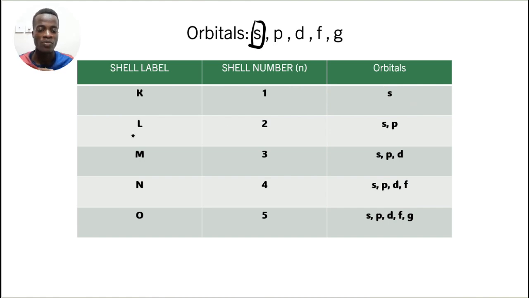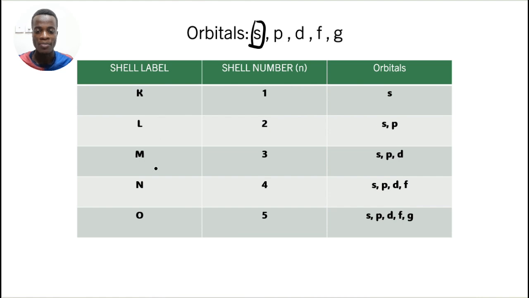Now if you go to the L shell, the shell number is what? 2. Shell number 2. In shell number 2, they need to have 2 orbitals. On every new shell, you have to start counting from S, right? So you have S and P. That's why you have the S and P orbitals on the L shell.